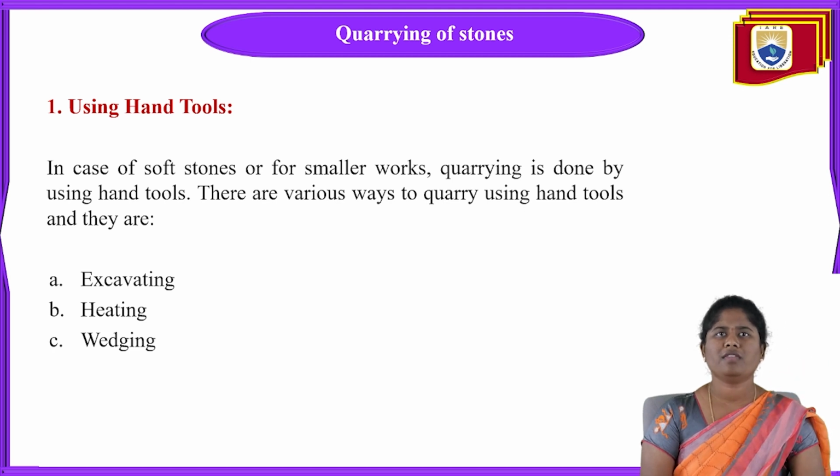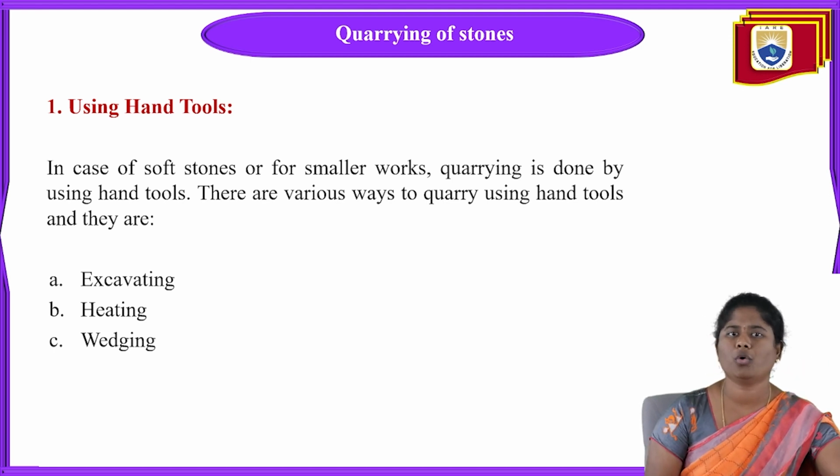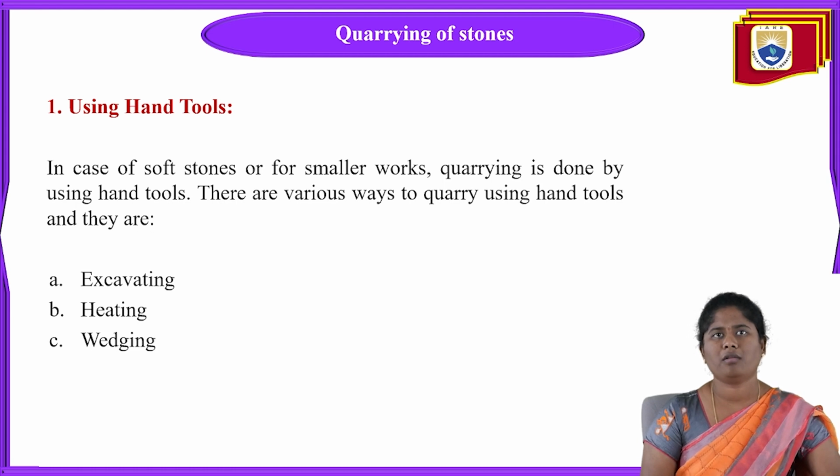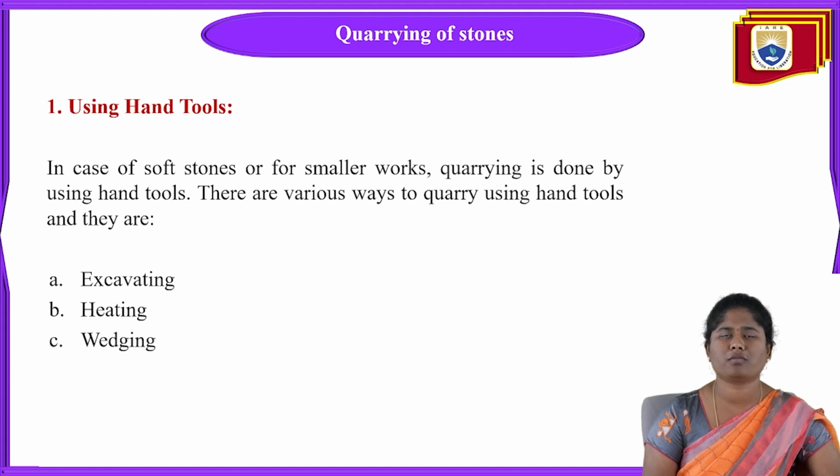In this case, only soft stones, as I already told you, meaning easily breakable stones, can be used with hand tools. By hand tools we can easily break the stones, like some suitable stones, or sandstone and limestone. These are soft stones. In case of any soft stones or for smaller works, quarrying is done by using hand tools.